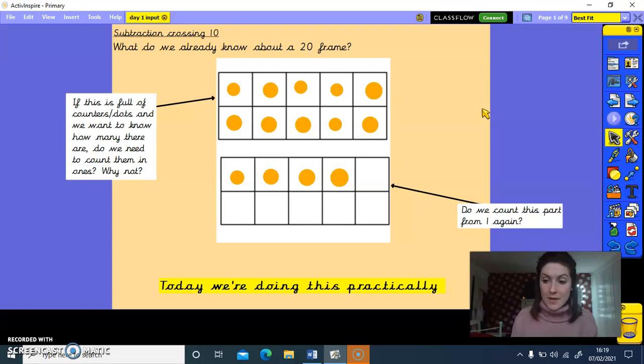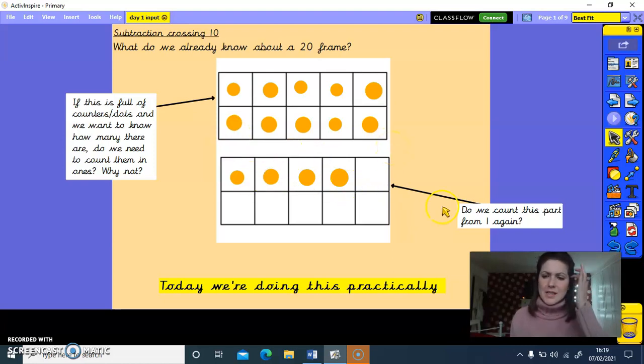And we are continuing to think of subtraction, but we're thinking of the crossing 10 skill today. So, what do we already know about a 20 frame? Well, as you can see, when one frame is full, when all the dots or all the counters are in the frame, we know that this is already worth 10. So I wouldn't need to count each individual one, as I know if they're all full, I must have 10.